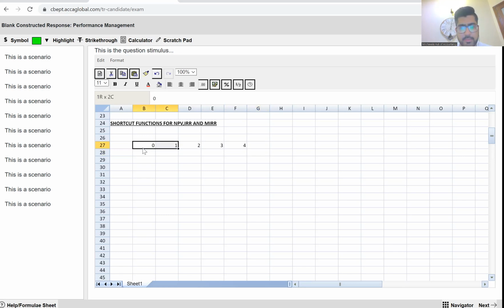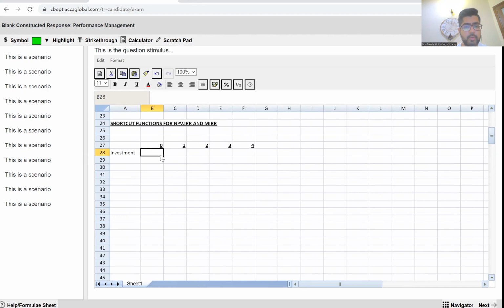So you make columns 0, 1, 2, 3, 4. Now, how do you find NPV? You first write investment. You know, investment is an outflow. For example, it's minus 1,000, at year 0.